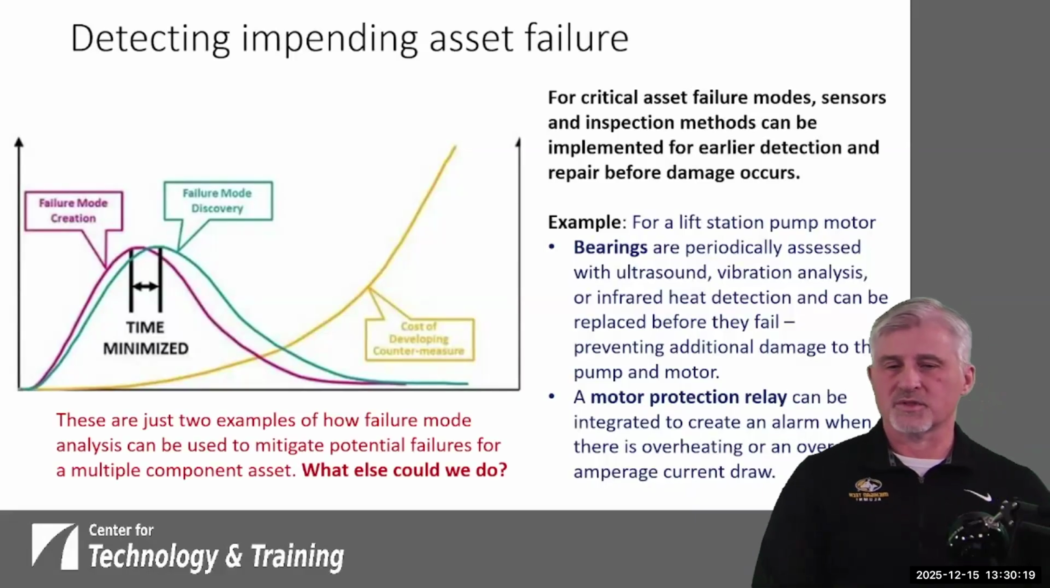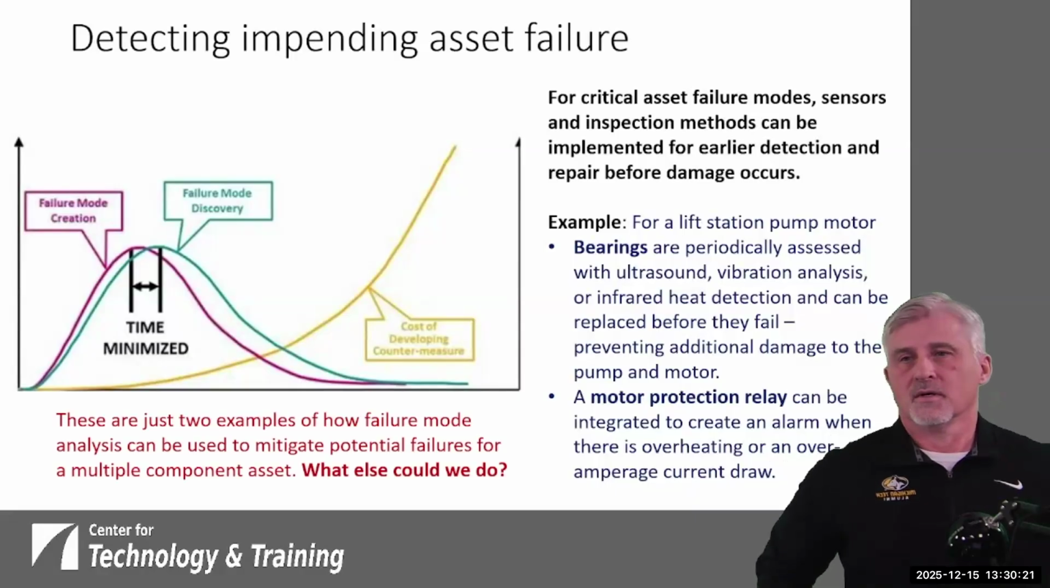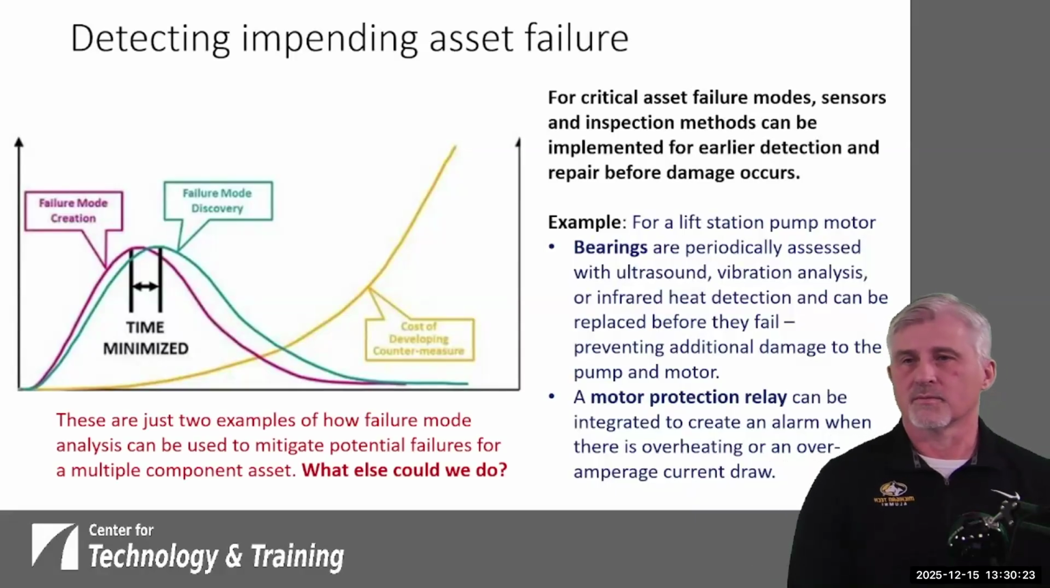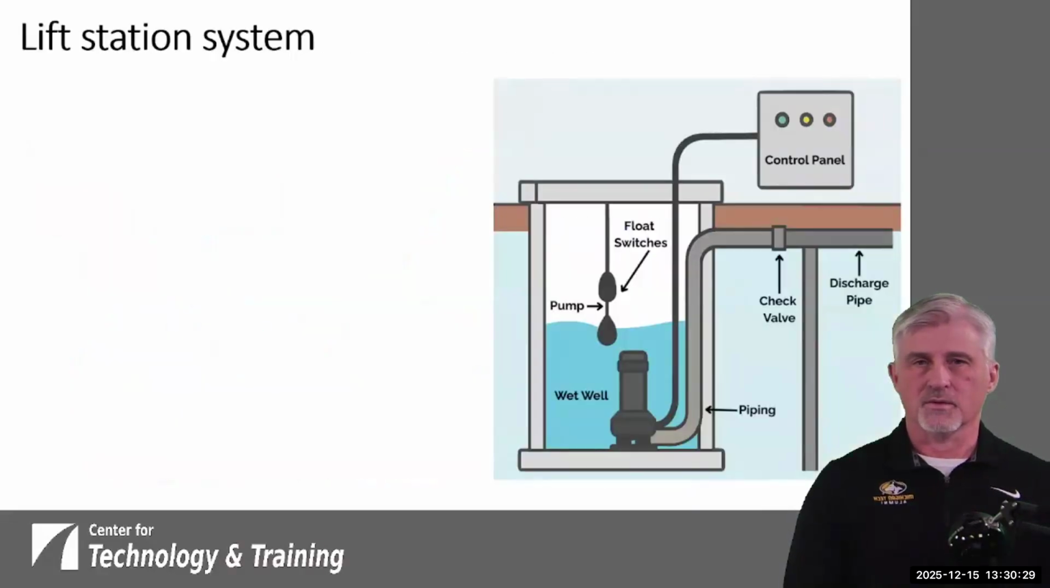So these are just two examples of how failure mode analysis can be used to help mitigate potential failures for a multiple component asset. What else could we do? All right, so let's look at this example of a lift station system.